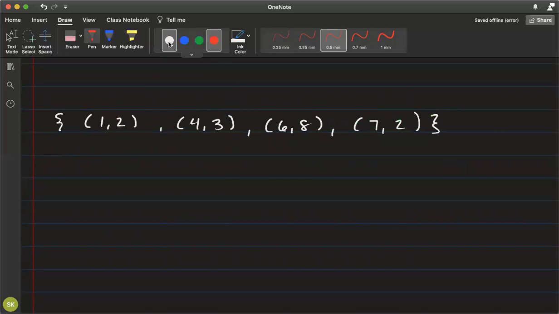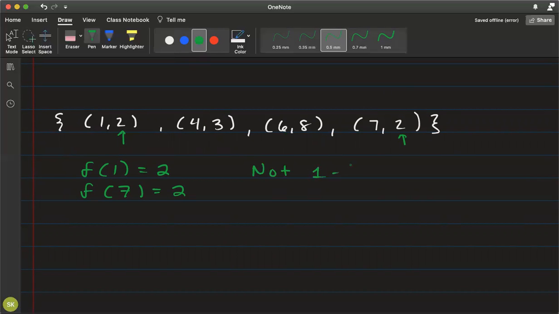This time I gave you 4 points: (1, 2), (4, 3), (6, 8), and (7, 2). First off, I want to figure out if this function is one-to-one. Now notice in the points, I have a 2 here and a 2 here, which tells me that it is a function because we're not repeating points in the domain, but I do have the fact that f of 1 is equal to 2, and also f of 7 is equal to 2. Because this function is not one-to-one, that means it doesn't have an inverse.